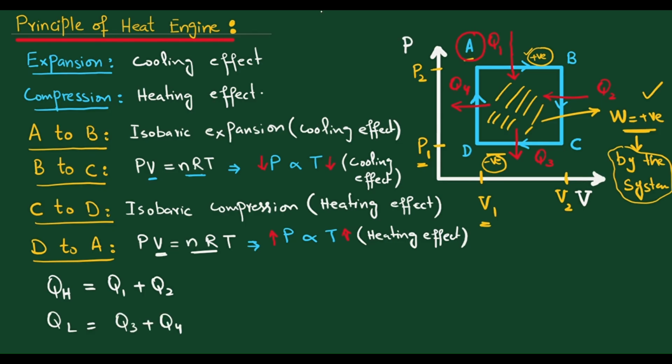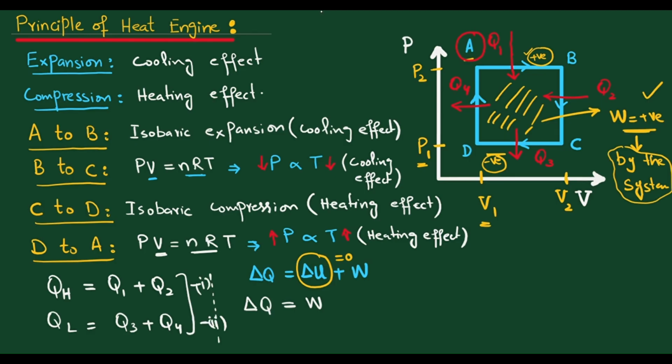According to the first law of thermodynamics, delta Q, the heat, is equal to the change in internal energy plus work done. As it is a cyclic process, the change in internal energy is equal to 0. Then the first law says that delta Q, all the heat absorbed in the system, is equal to the work done. From equation 1 and equation 2, we can say that the total heat absorbed in the system, QH minus QL, is equal to the work done. Now we calculate the efficiency of this heat engine.